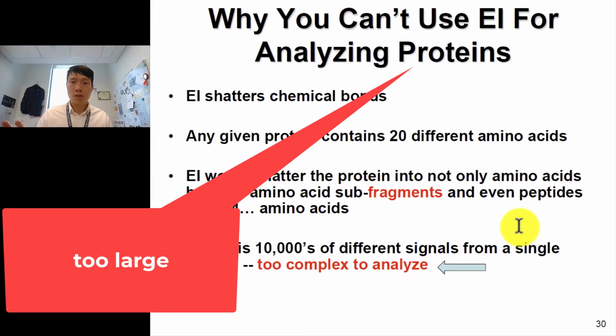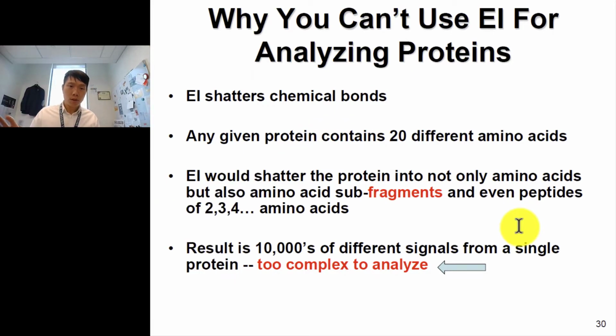Imagine your proteins, 20 kilodalton. In any given protein, you contain 20 different amino acids. So EI, if you're using electron impact, will shatter the proteins, not just the amino acids, but also within the fragments, the R groups, even peptides. So the result is you have so many different permutations, it's too complex to analyze. More than 10,000 different signals from just one small protein. You don't want that.